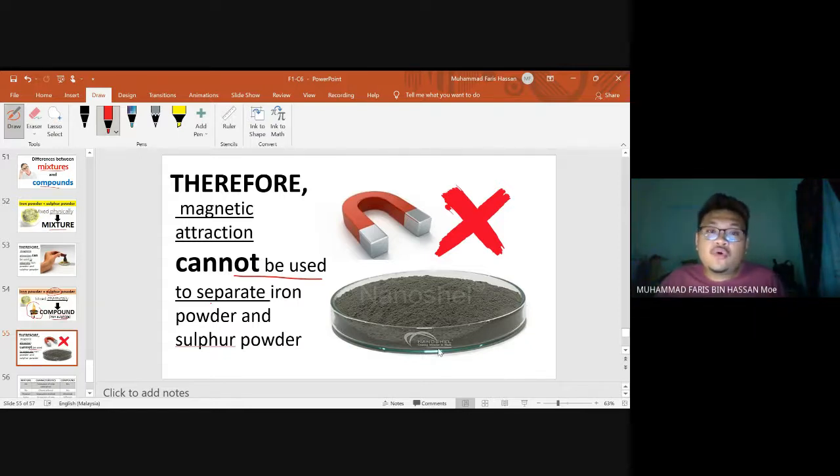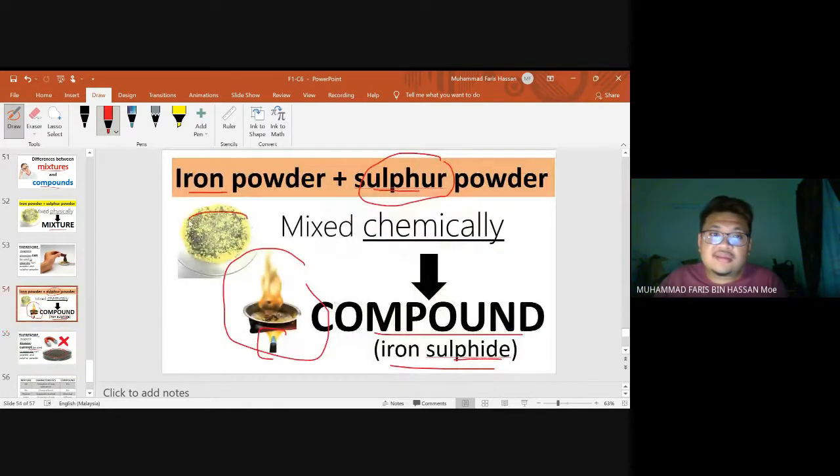So there is no more iron characteristic and no more sulfur characteristic. It's actually an iron sulfide. So it means that you cannot use any magnet to separate both the iron and sulfur anymore. This is an iron sulfide, and this one is the mixture of iron powder and sulfur powder. Both are different things.